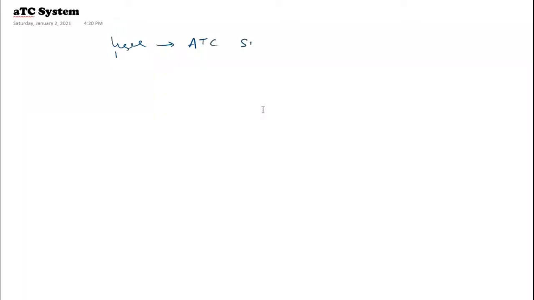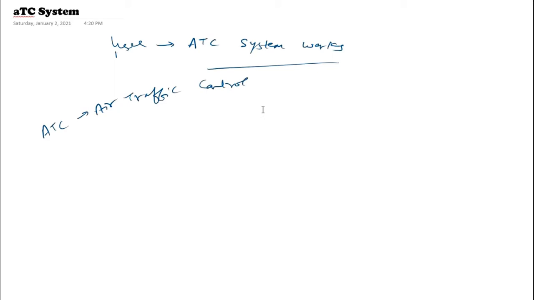So in this video, I'll be discussing how ATC actually works. ATC stands for Air Traffic Control. So the first thing you should know from this definition is that they'll be controlling the traffic in the airport or in the air. So how will they be doing it? They will have a few systems with them. One of these systems is a VHF to communicate with the pilot.